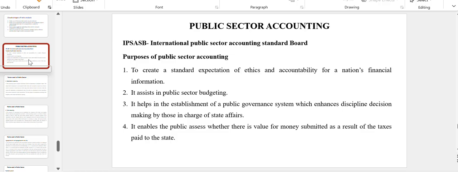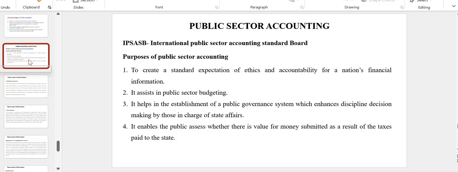Then number three, of course, it enhances discipline in decision making, because every decision that you make, you must comply with the provisions of International Public Sector Accounting Standards. You have to comply. And failure to comply with these provisions, of course, there are consequences. You may be required by the judiciary.